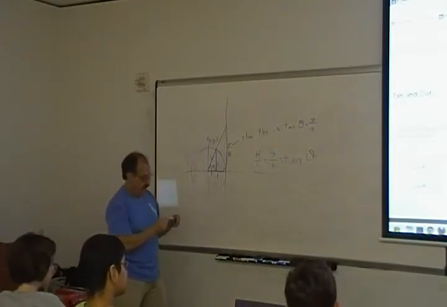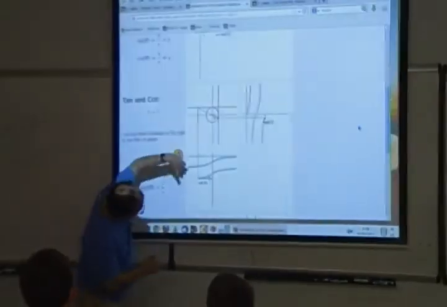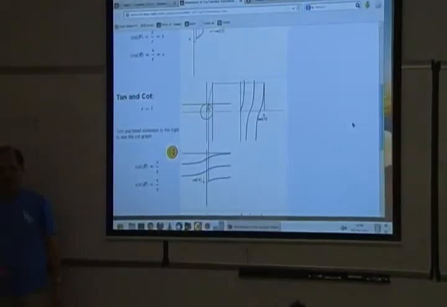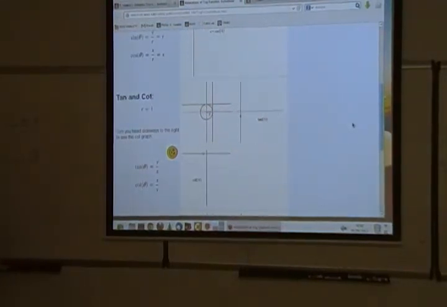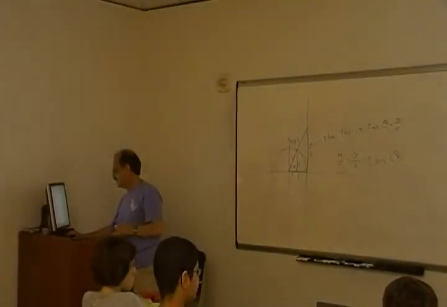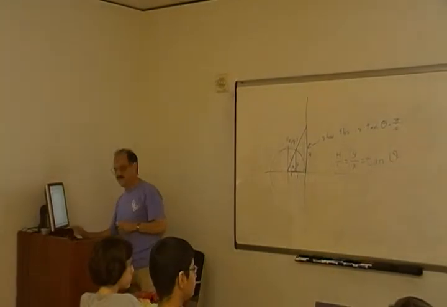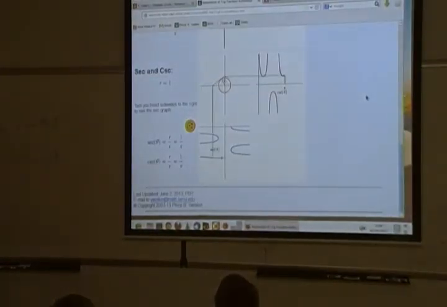Okay? Now, for some similar reasons, this one, turning your head sideways, is the cotangent of theta. Okay? So that's the next thing Amy did. And finally, secant and cosecant, we haven't defined them.